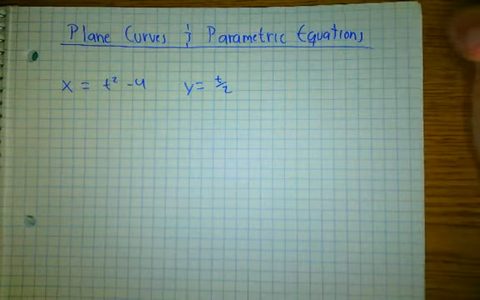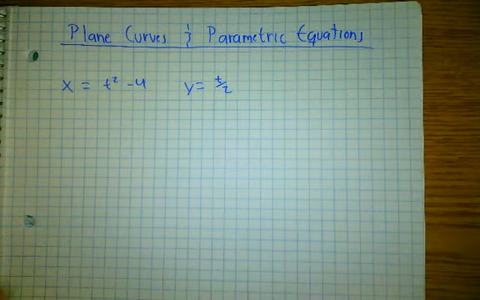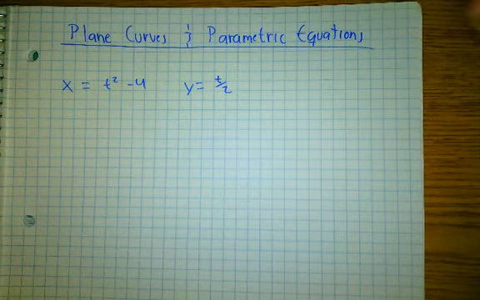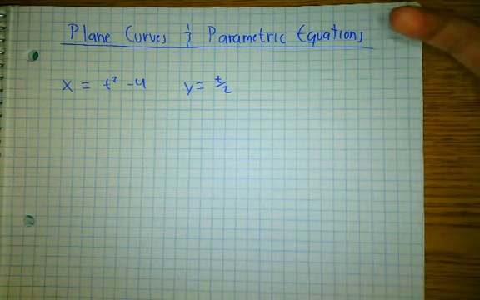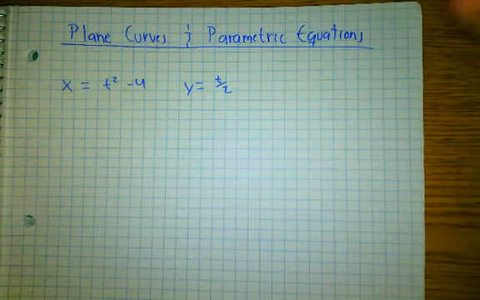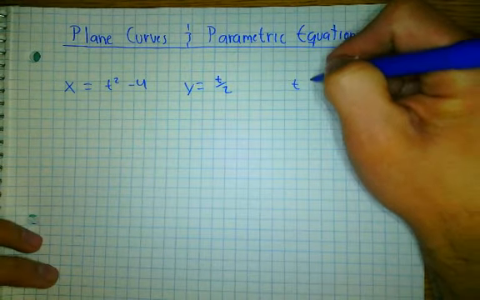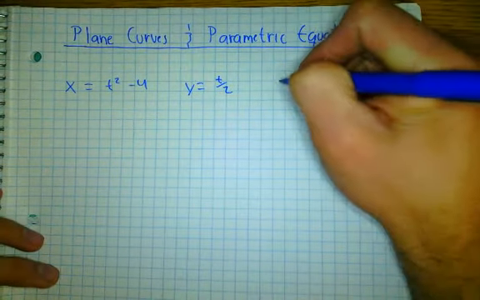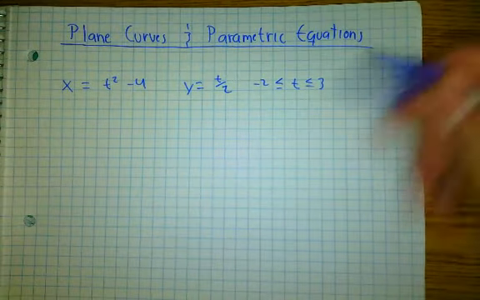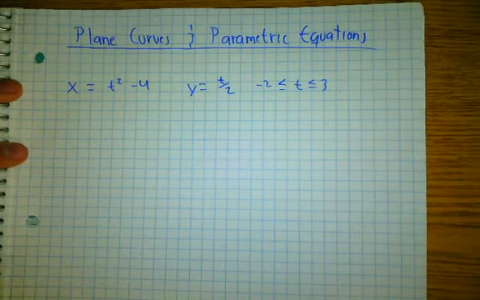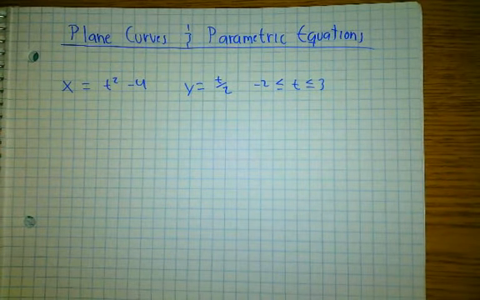So what we're going to do is simply create a table. They're also going to give you some information. Because it's in terms of t, typically this refers to time, but it doesn't necessarily have to be time. It's just a parameter. They typically will give you a parameter. So for example, let's say that they want t between negative 2 and 3. With this information, we should be able to come up with a sketch, and to do so, we're just going to go back to good old Algebra 1 and create a table.